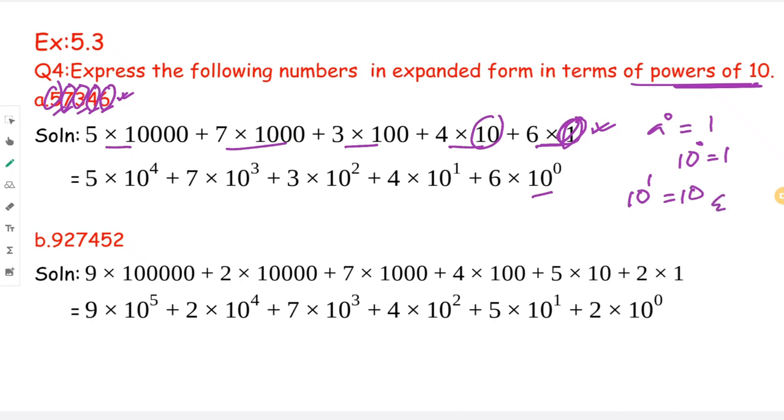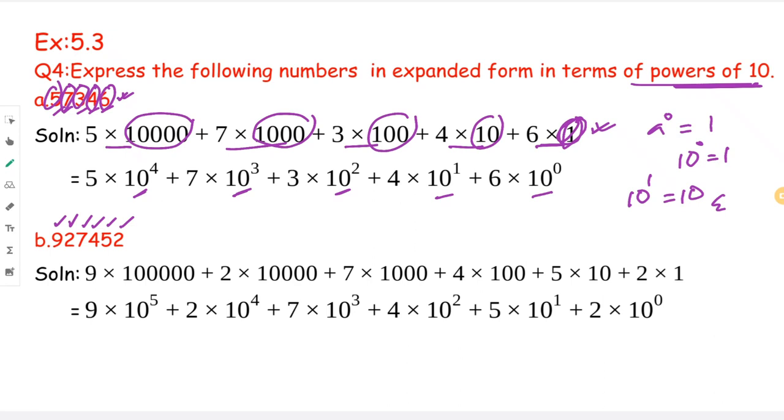All right, so 10 to the power 1, and then this 100 I can write it as 10 to the power 2. This 1000 I can write it as 10 to the power 3. Then this 10,000 I can write it as 10 to the power 4. All right, expanded powers of 10. So same thing with B also, right? This is 1, tens, 100, 1000, 10,000, right?